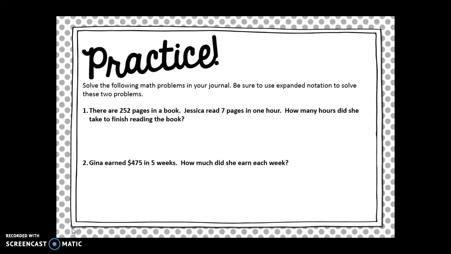Tonight, you have 2 problems to solve. You are going to be working on the expanded notation for the following problems. Question number 1: There are 252 pages in a book, and Jessica read 7 pages in 1 hour. How many hours did she take to finish reading the book? Your second question reads: Gina earned $475 in 5 weeks. How much did she earn each week?